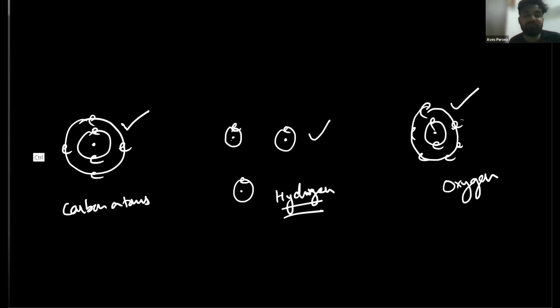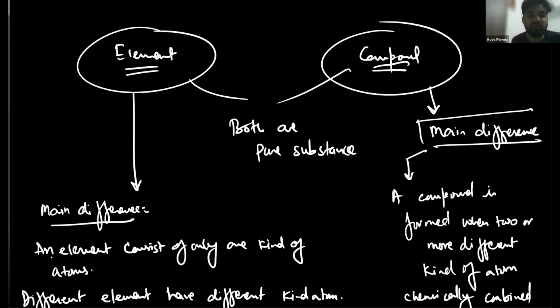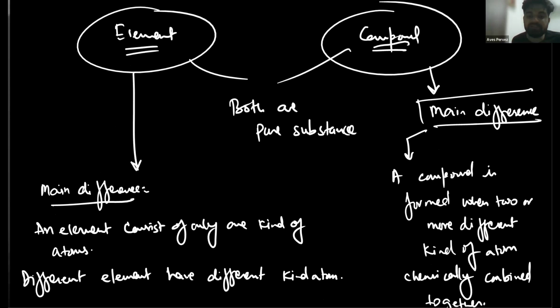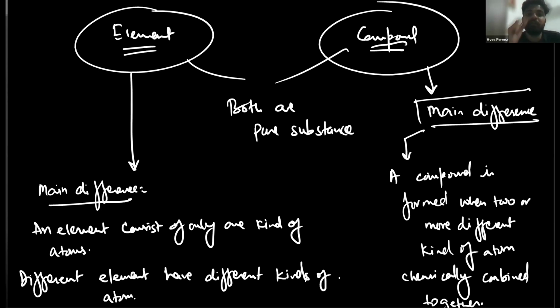So what I have written here as the definition is that an element consists of only one kind of atoms, and different elements have different kinds of atoms. You understood? Everybody understood? Rumaisa, Avni? Yes, sir. Munir? Yes, sir. Okay, let's move further. What is a compound? In a compound, elements are chemically combined together.